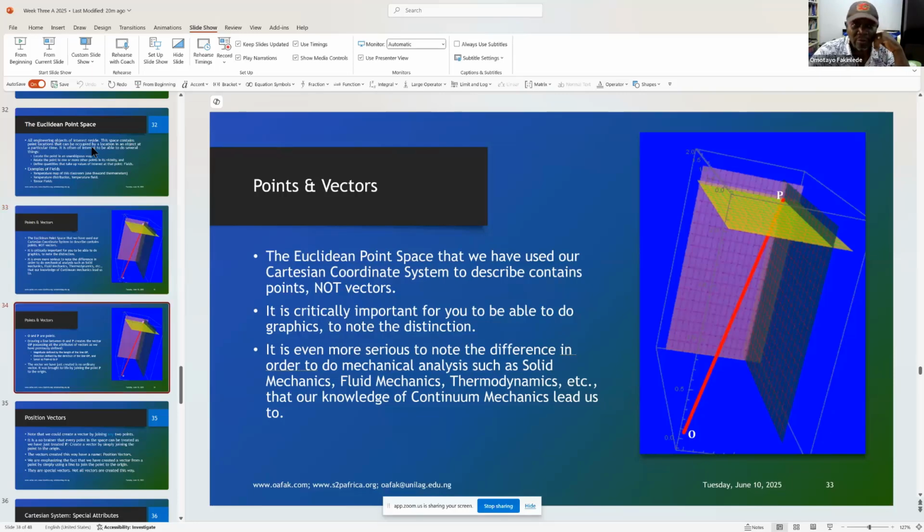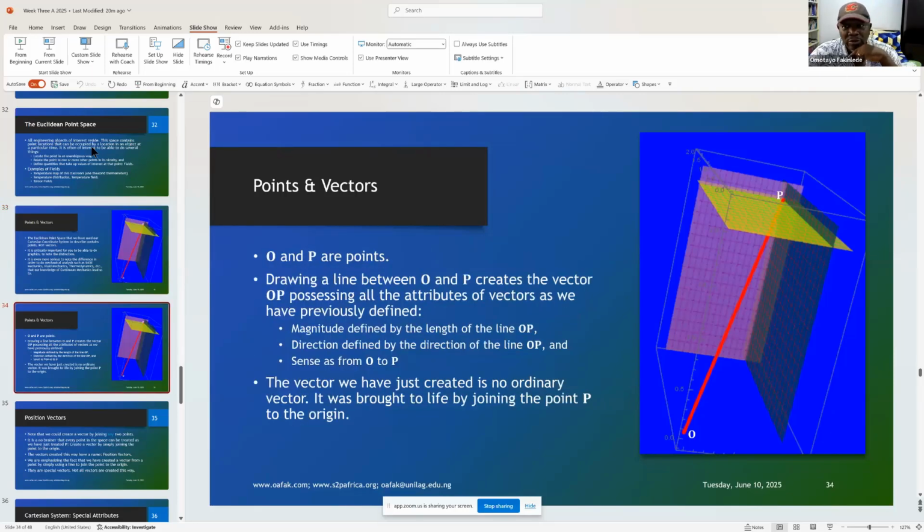So let's move on. Look at this. If O and P are points, let O be the origin. Drawing a straight line between O and P creates the vector OP, and it possesses all the attributes of vectors as we have previously defined. It has magnitude and it has direction.